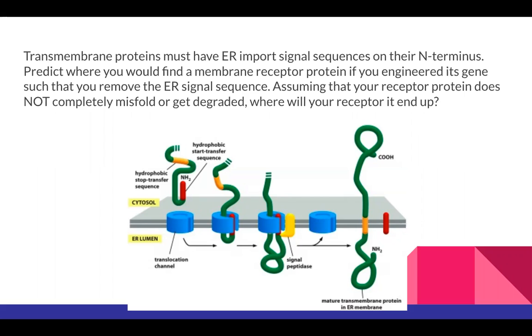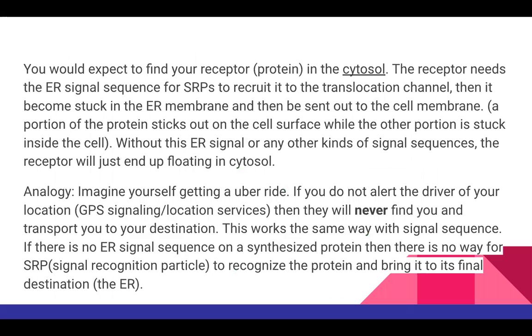Cytosol? Yeah, so this would actually end up in the cytosol. And this is a tricky question, but this is actually one she asked me when I took this course, so I just figured it'd be good to go through it. So yeah, the answer is cytosol. You'd expect to find the protein in the cytosol. And this is because the receptor needs the ER signal sequence for the SRP to recruit it, and then it will be able to become stuck in the ER membrane.